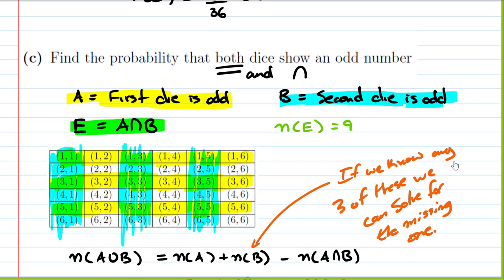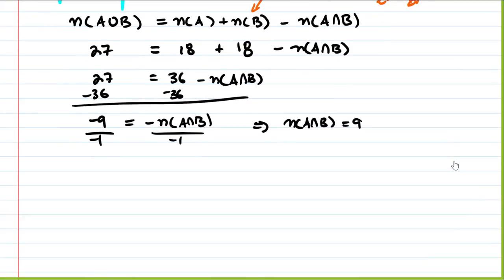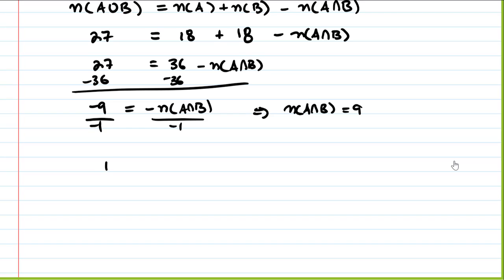Well, back to our regularly scheduled question, we want to find the probability that both dice show an odd number. Well, that can happen 9 ways. So the probability of our event is going to be 9 over 36, which would reduce to a 1 in 4 chance. So there is a 1 in 4 chance that both dice will show an odd number.